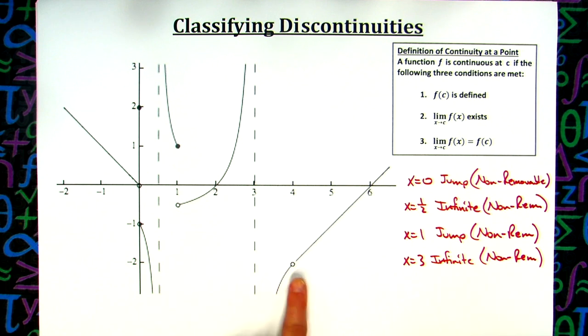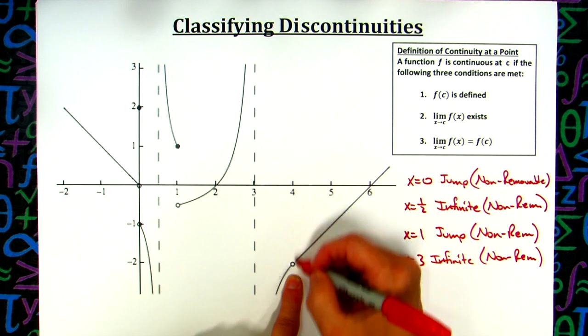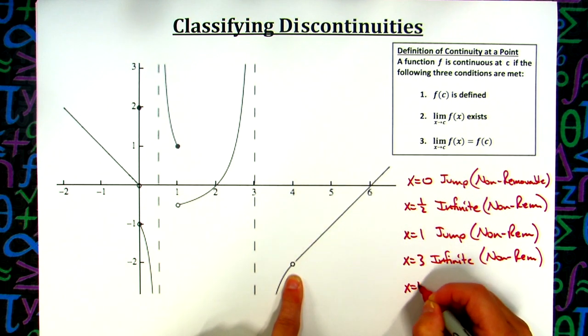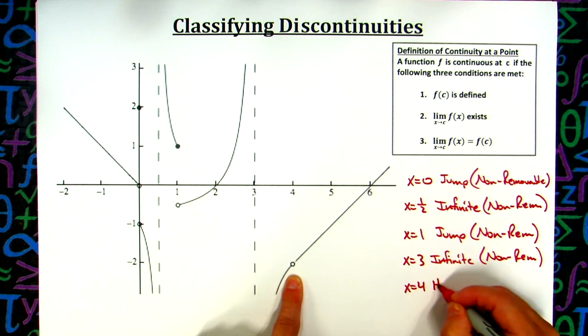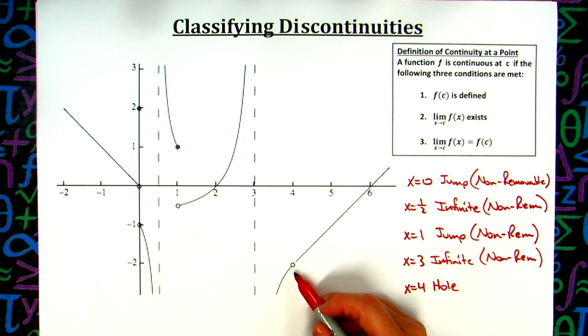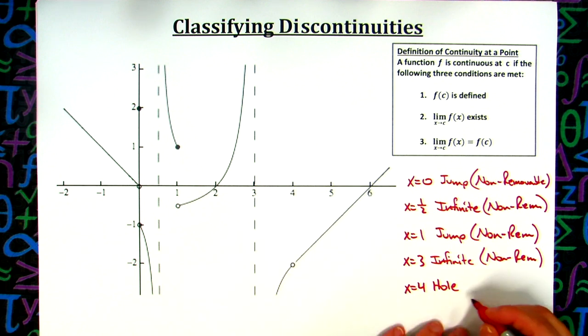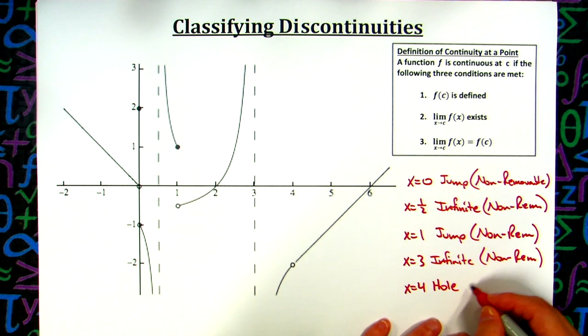And then coming over, last one here, looks like a hole in the graph at x equals 4. So we are going to classify it as a hole. And then again, think of that. If it's a hole, I should be able to fill it in and make the graph continuous at that part right there. And I could do that. So then that means it is removable.